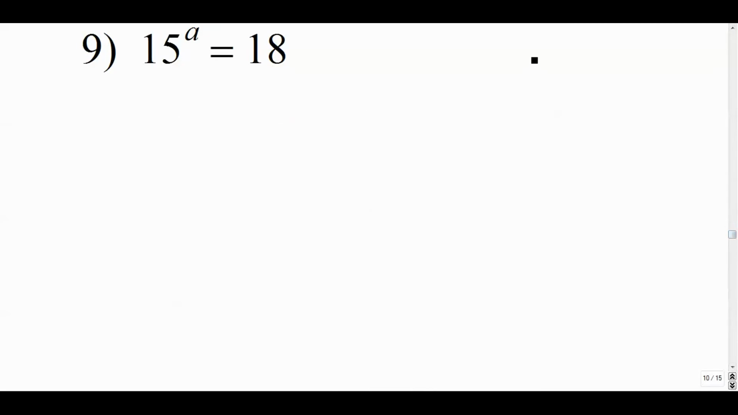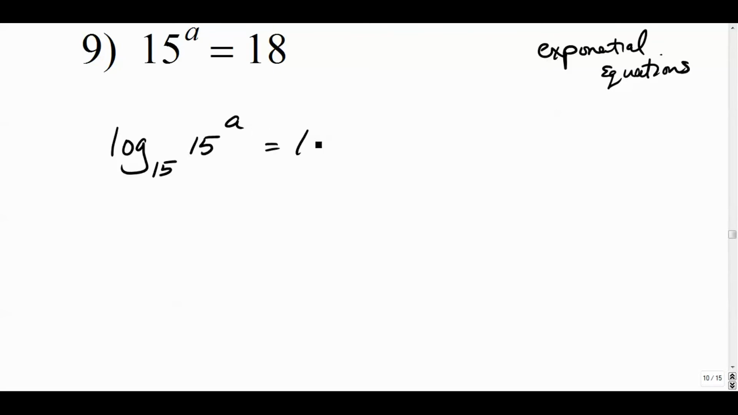Number 9. Alright, so here we're finally getting into our exponential equations. Right now we don't see anything to do with logarithms. All we see is that the variable we're asked to solve for is in our exponent, so we want to get it out of there. The only way to do that is to use our first cancellation property that I just showed you above. So I'm going to take the log base 15 of 15 to the a is equal to log base 15 of 18. The reason I would take log base 15 is because those cancel, leaving me with a equals log base 15 of 18.